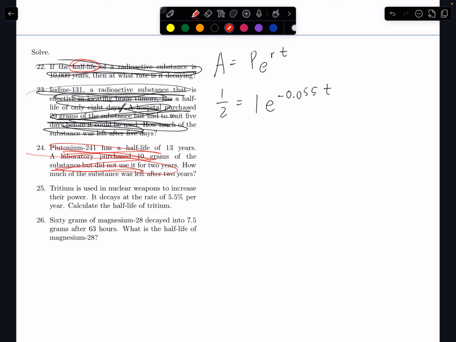Now looking at this, the only thing that's a variable is that t, so I should be able to solve it. Take ln on both sides. The left gives me ln of 1/2 again. The right side, I got negative 0.055 times t. So t is ln of 1/2 over negative 0.055. We're going to approximate that.